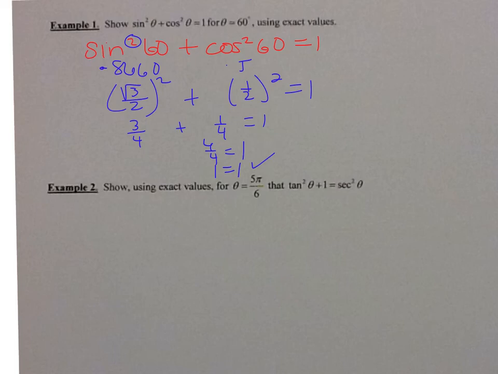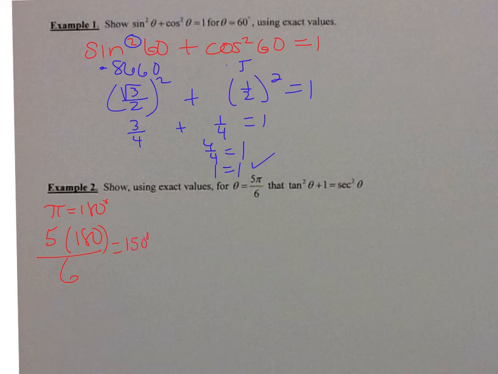It says, show using exact values for theta equals 5 pi over 6. So this is radian measure. I don't want to put my calculator in radians because I hate radians. I always forget to put it back. So I like to change this over to degrees. So let's do that right now. Remember, pi is equal to 180 degrees. So it's 5 times 180 divided by 6, which is 150 degrees.